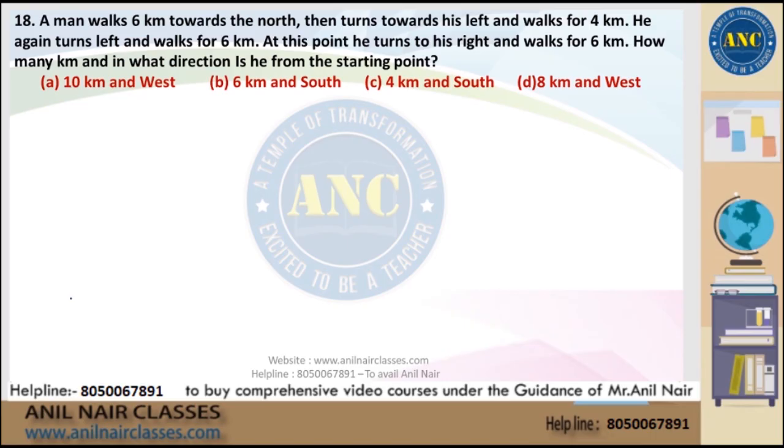Now, first draw north, south, east and west. A man walks 6 kilometers towards the north. Let us say the man is here. He walks 6 kilometers to the north and then turns towards his left and walks for 4 kilometers. The man turns towards his left, anti-clockwise, and walks for 4 kilometers. Again turns left and walks for 6 kilometers.